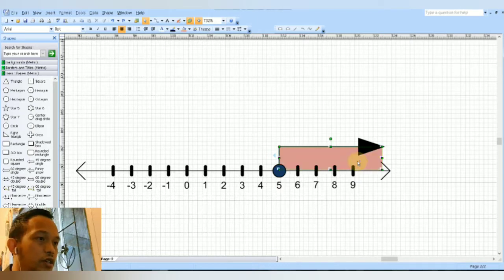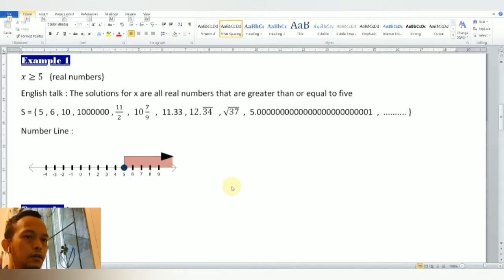I usually use shading, but the shading part is not necessary. I just like to show that all numbers, not just 6, 7, 8, and 9, but all numbers in between 5 and 6, 6 and 7, and continuing to the right, 10, 1000, 1 million, are all included in your solution set. That's how you show the solution set for the inequality. That is the first example. The second example is, let's scroll down here.